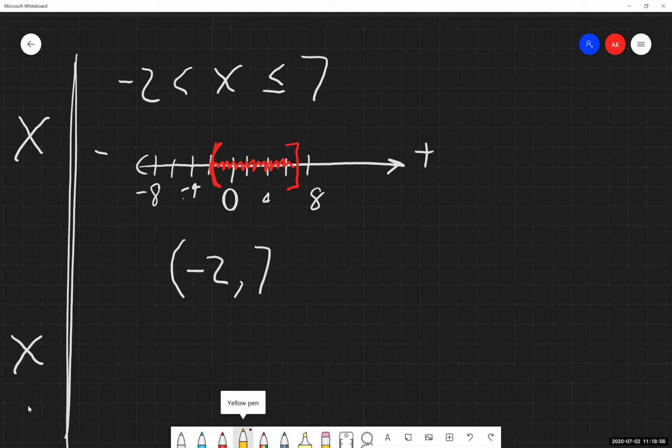Same thing with 7. Am I going to use a bracket or a parenthesis? I look to the inequality. I'm seeing less than or equal to. That corresponds with utilizing brackets, so I'm putting a bracket around the 7. I have this written out in interval notation.